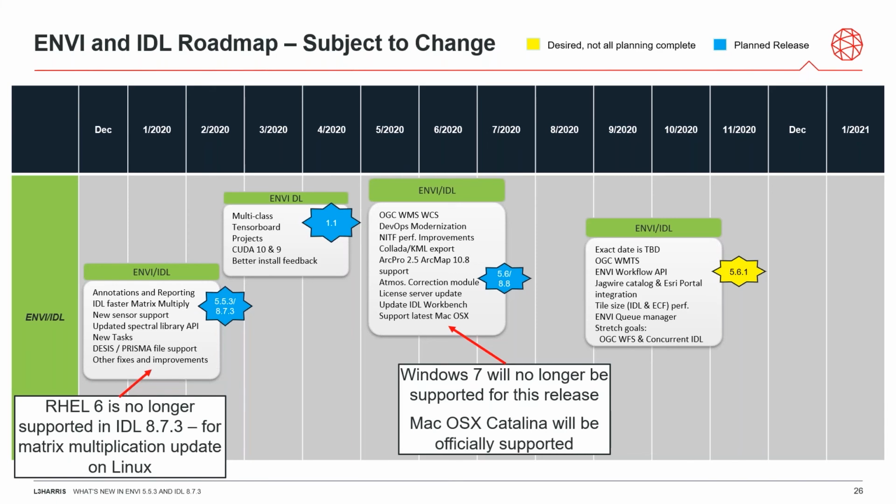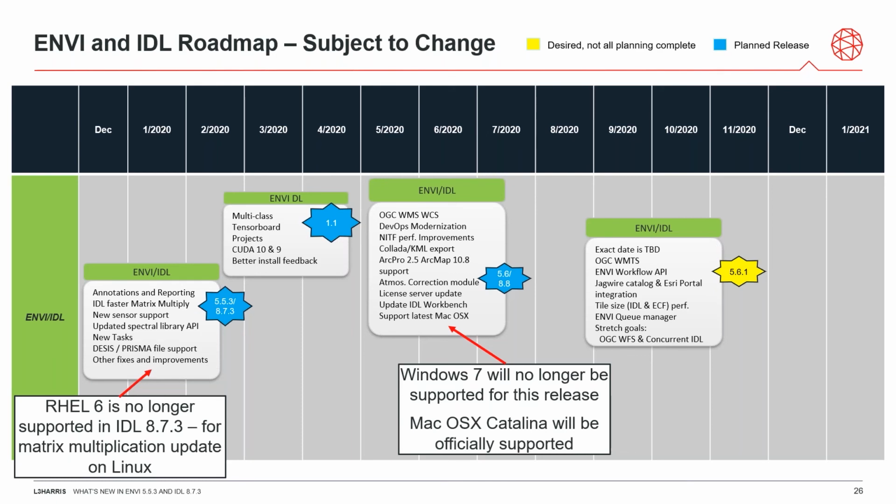For the next release of IDL, which is coming out in just a couple of weeks, Rel 6 is not going to be supported for IDL. The reason for this is the matrix multiplication update requires a bump for the minimum Linux kernel. This is also a little bit early because I think Rel 6 is slated to be end of life, or going out of support, later this year. So it's a little early for that.